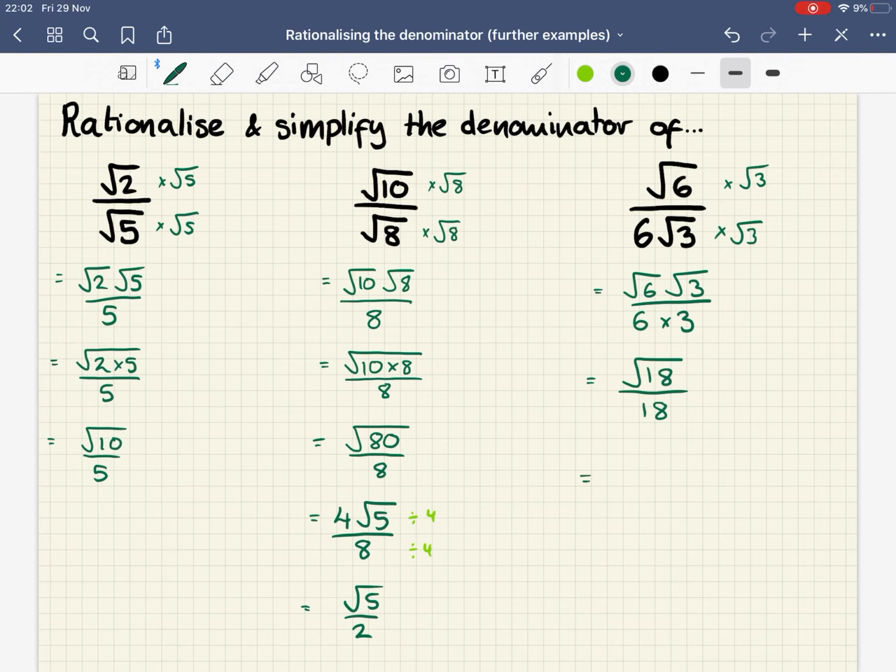Now, square root of 18, that can simplify because 9 times 2 gives me 18. So that's going to be 3 root 2 over 18. And I can divide top and the bottom by 3. Give me a final answer of root 2 over 6. So I hope that's clarified some of the more complicated versions of rationalising the denominator.